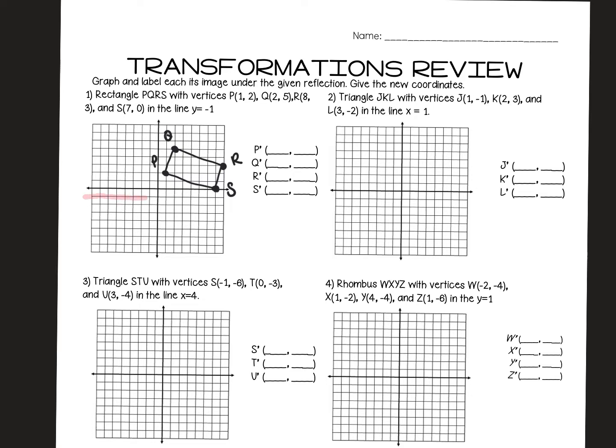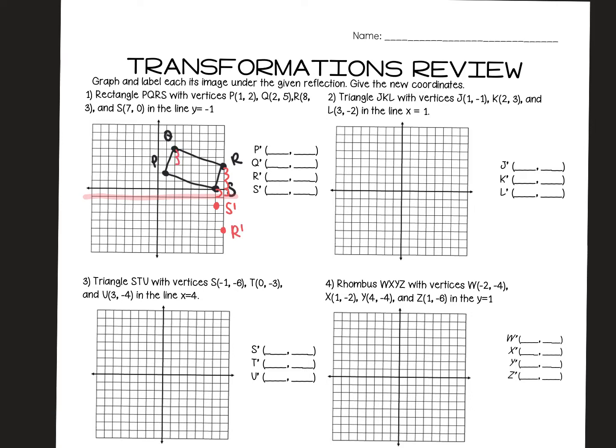So that's actually this horizontal line right here. When you reflect over this line, you're just counting the distance to the line and then counting the same distance over it. So for example, S is 1 away from the line. So we want to go 1 over the line. So we're going to put S prime right here. R is 1, 2, 3, 4 away. So we want to count down 1, 2, 3, 4. Here's R prime.